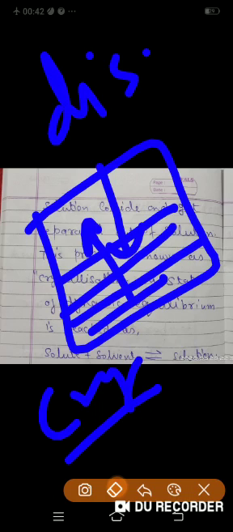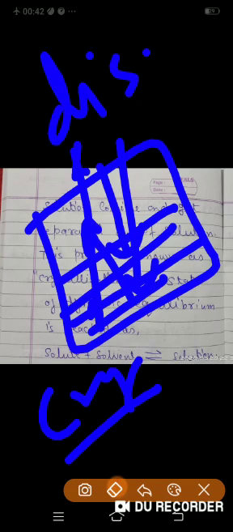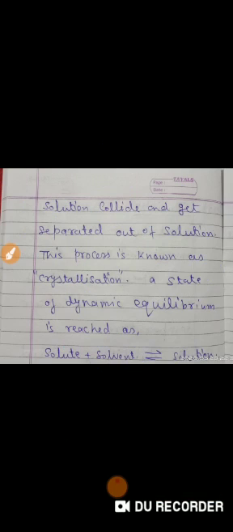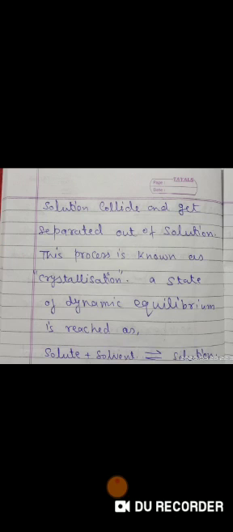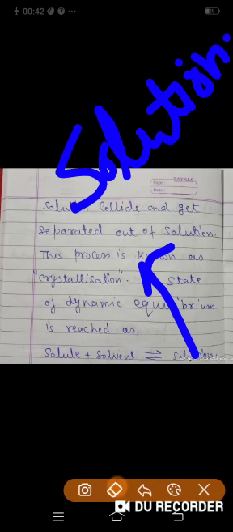So you know from the knowledge of 11th class chemical equilibrium, a kind of equilibrium is reached between two opposite processes, dissolution and crystallization. So there is an equilibrium, student, between dissolution and crystallization. Okay, I am going to read it one more time. Solute particles collide and get separated out of solution. This process is known as crystallization. A state of dynamic equilibrium, as I told you earlier, is reached. Solute plus solvent is in equilibrium with solution. So you can say solution is the equilibrium of solute plus solvent and solution. And if equilibrium comes, then Le Chatelier's principle applies, from the chemical equilibrium chapter I explained in the 11th class.